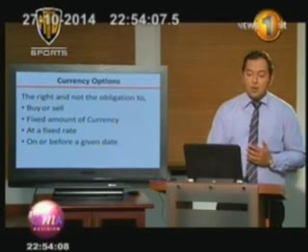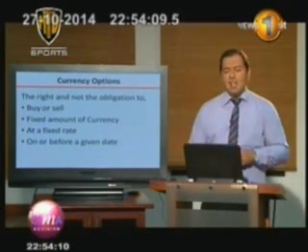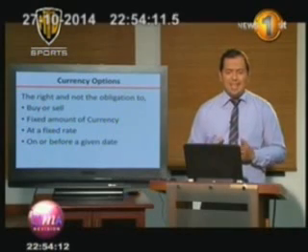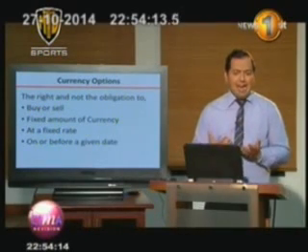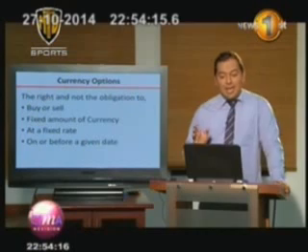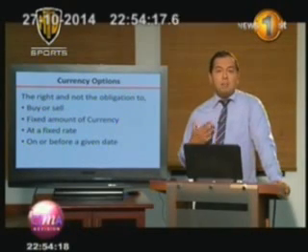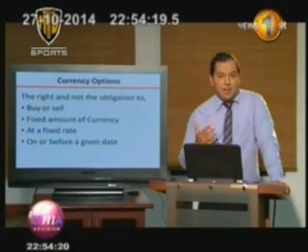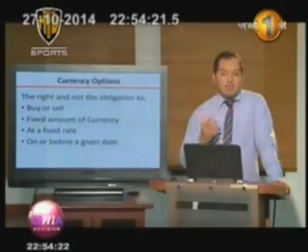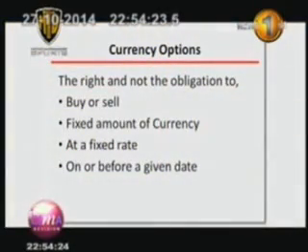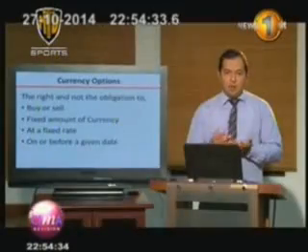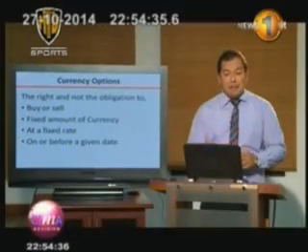We now move on to your currency options. What is your currency option? It's very similar to your forward contract, but here you have a right and not an obligation. I will give you the exact definition of a currency option. A currency option is the right and not the obligation to buy or sell a fixed amount of currency at a fixed rate on or before a given date. So, let's look at an example again.